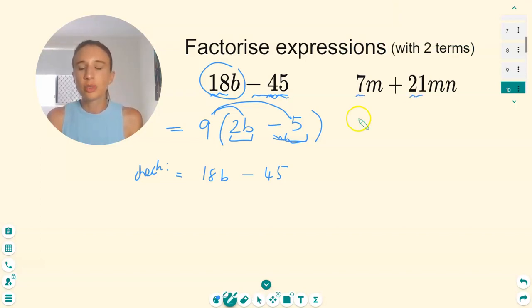Look at your coefficients. What's the highest common factor? We're going to pull that out the front. I notice that 7 goes into 21. 7 also goes into 7. Let's get that out the front.